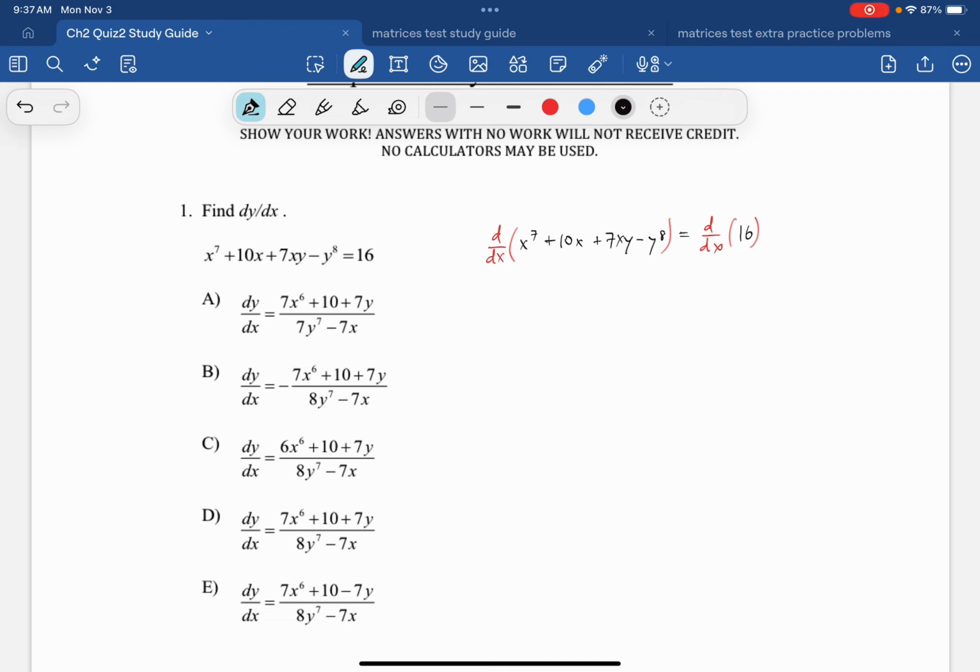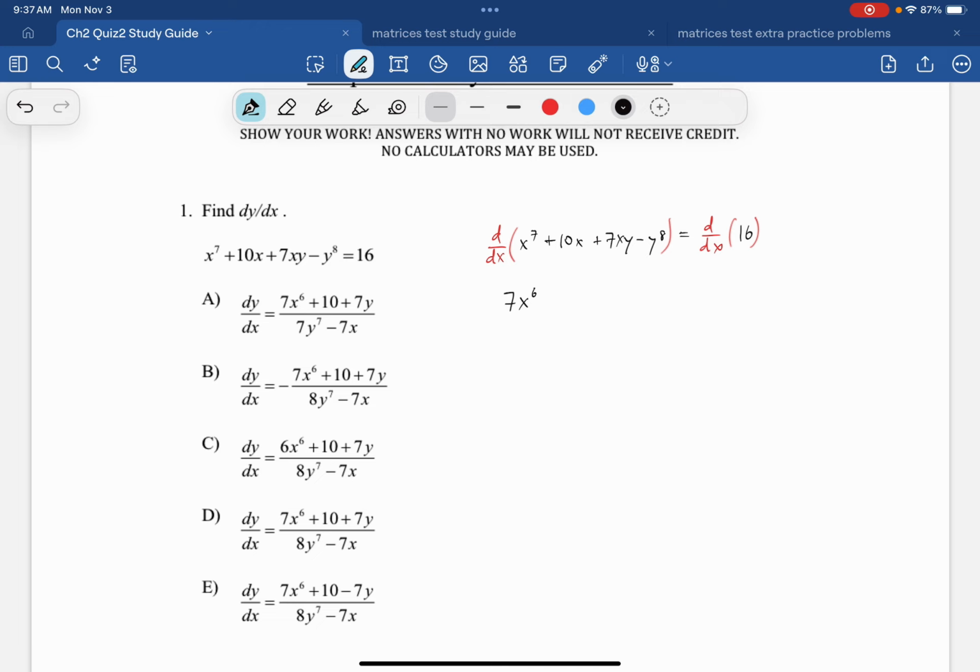Okay, so I have to be very careful when I'm taking the derivative with respect to x that I'm going to use chain rule whenever I encounter anything that contains a y. And so this is what I mean. For this x to the power of 7 here, that derivative with respect to x is just going to be 7x to the power of 6 by power rule, right? So that's 7 times x to the power of 6.